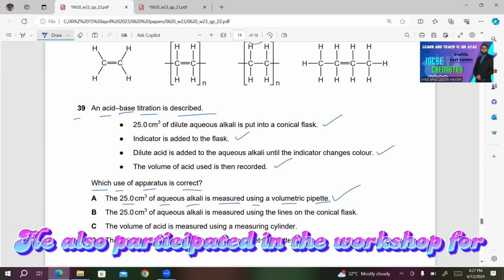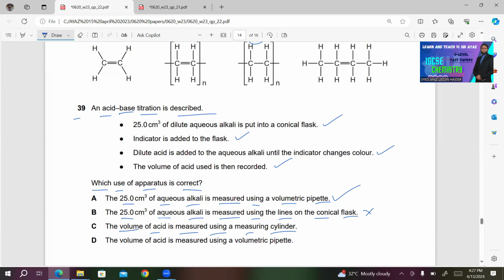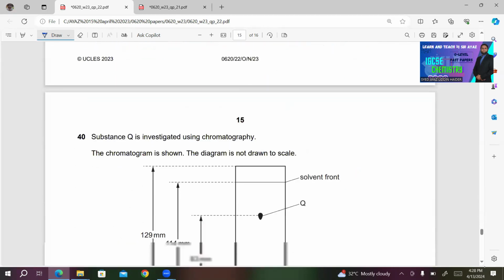B, the 25 centimeter cube of aqueous alkali is measured using the lines on the conical flask. This is wrong. We need accurate volume of alkali. C, the volume of acid is measured using a measuring cylinder. This is also incorrect. A burette is used for this purpose. D, volume of acid is measured using a volumetric flask. This is also incorrect. As I told you, a burette is used, and the acid is transferred from the burette. So A must be the right answer in this case. Last question.